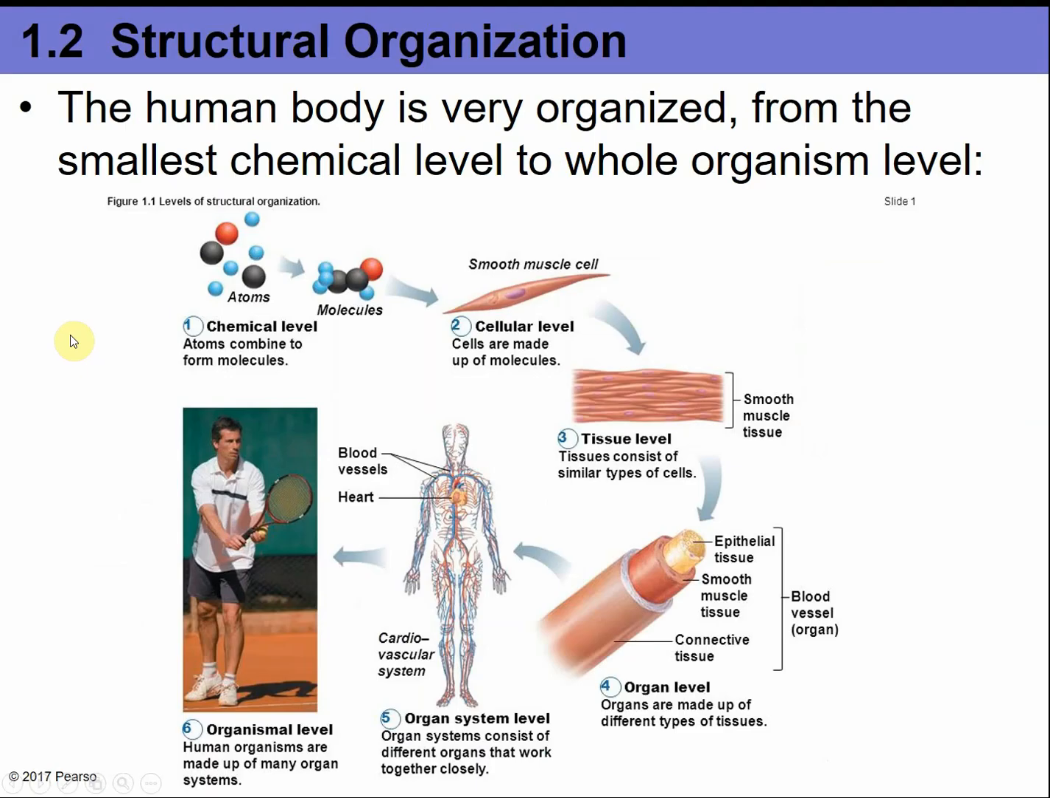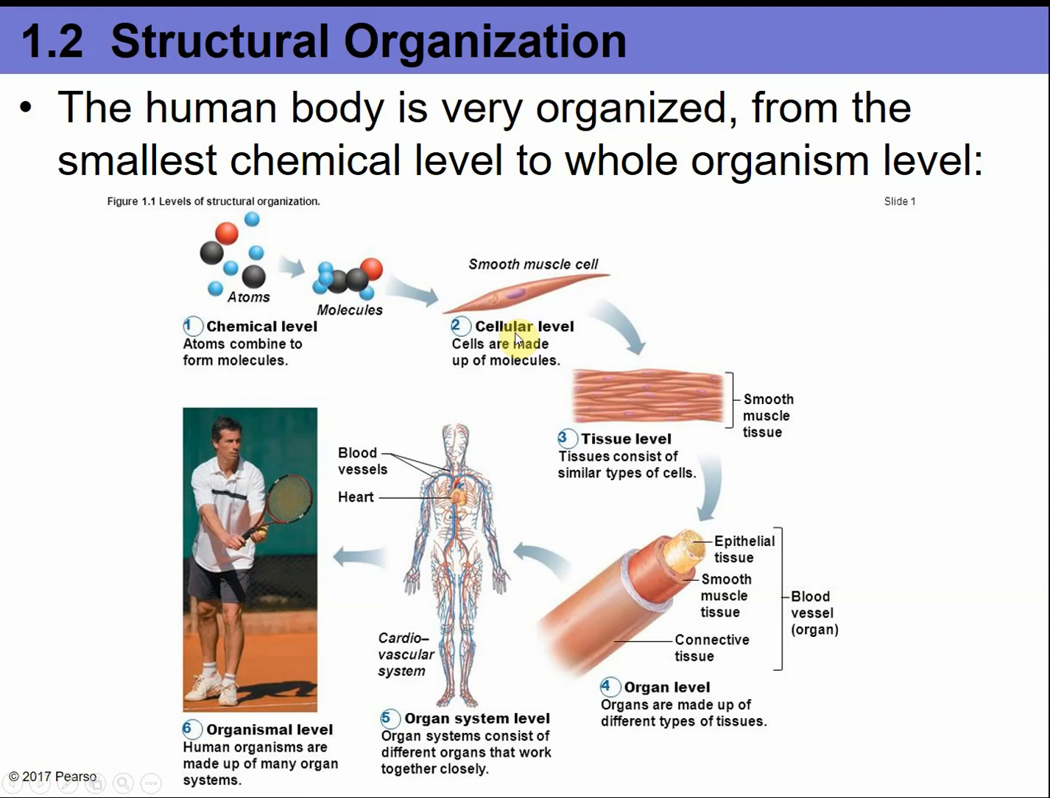So the human body is very organized from the smallest, most basic chemical level all the way to the entire organism level. So kind of at the bottom of the hierarchy, we have the chemical level. So it's composed of atoms and molecules. So different atoms and chemicals will combine and join together to form molecules. So then these molecules will combine and work together to form cells. So cells are made up of different molecules.